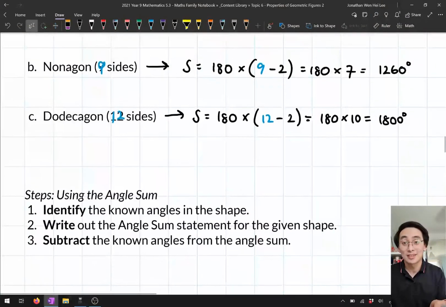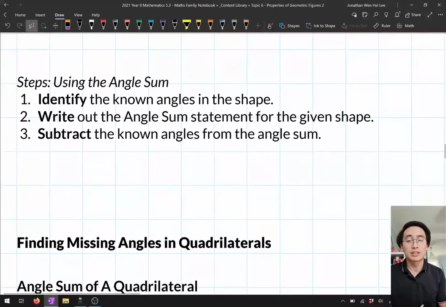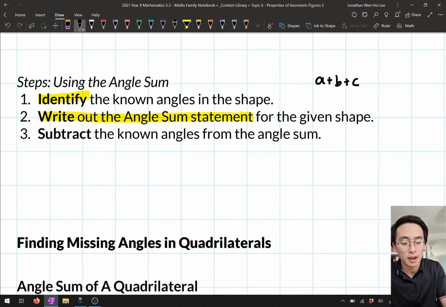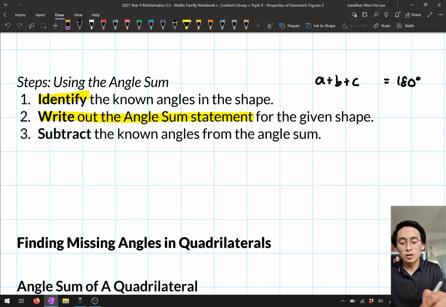Now if you remember from a couple of lessons ago, we went through these steps. If we want to find any missing angles inside our shape, we firstly identify the known angles inside the shape. Then we write out an angle sum statement. So we want to know what the angle sum is, and then write out that statement. For example, we add up all the angles inside our shape together, and let's say it's equal to 180 degrees, in this case a triangle. Then we subtract the known angles from the angle sum.